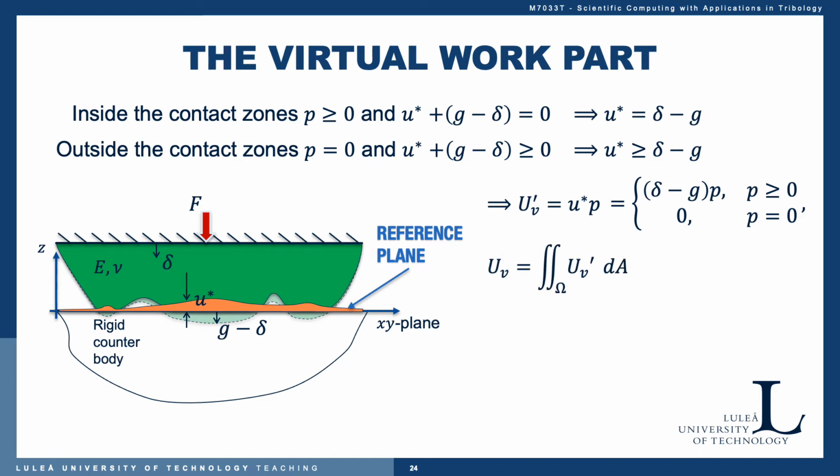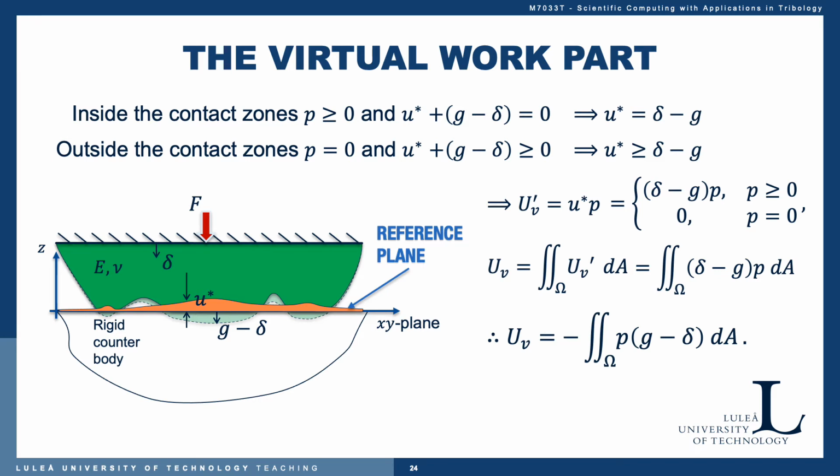And therefore, since surface energy integrated over the whole domain gives the energy, if we integrate it as defined here above, we get delta minus g times p as the integrand. And if we just negate that integrand, we have arrived at the desired result.